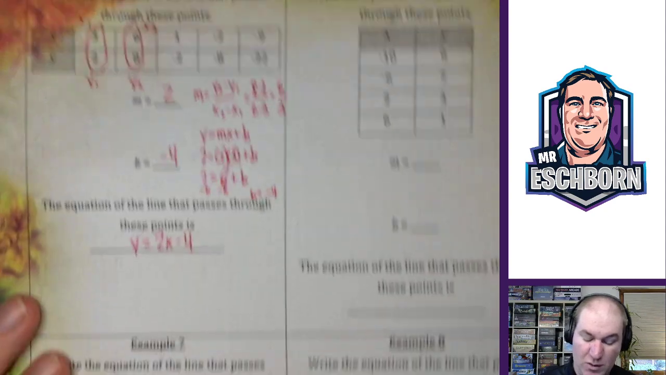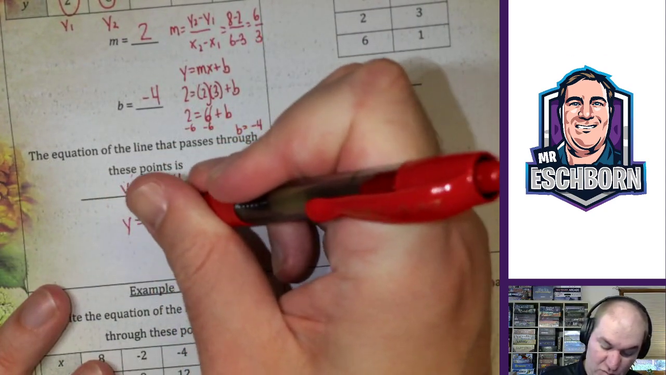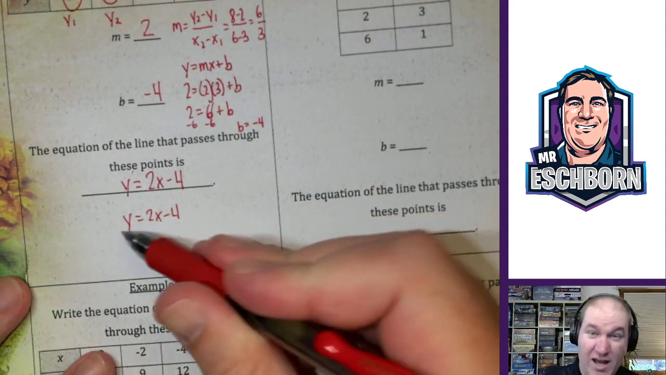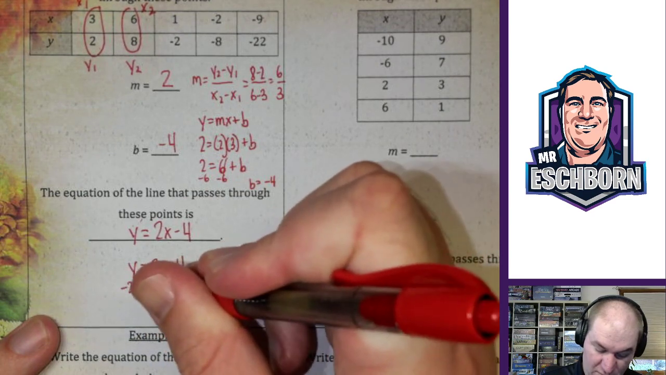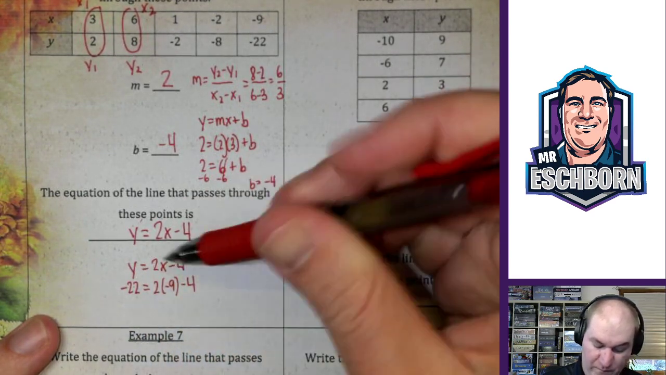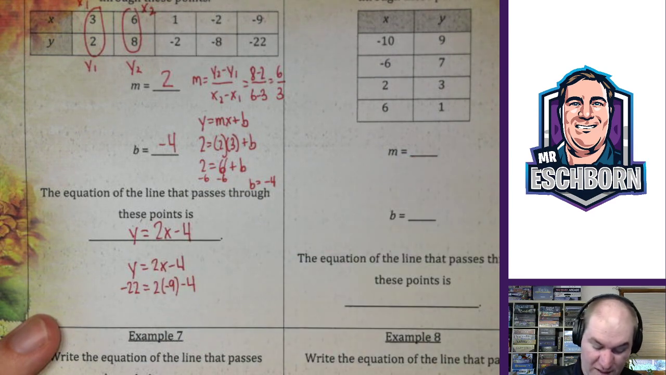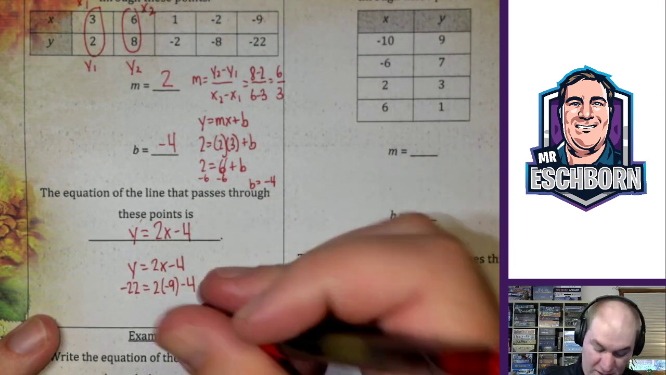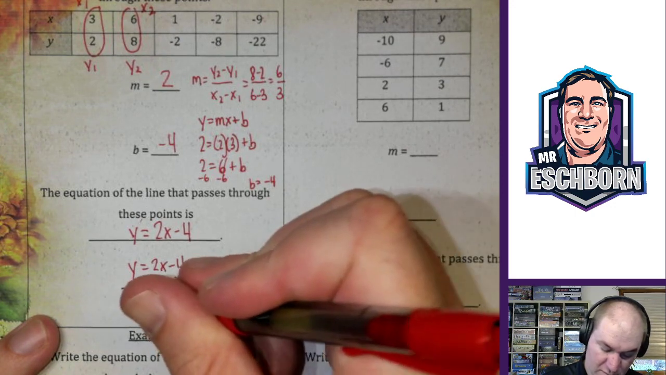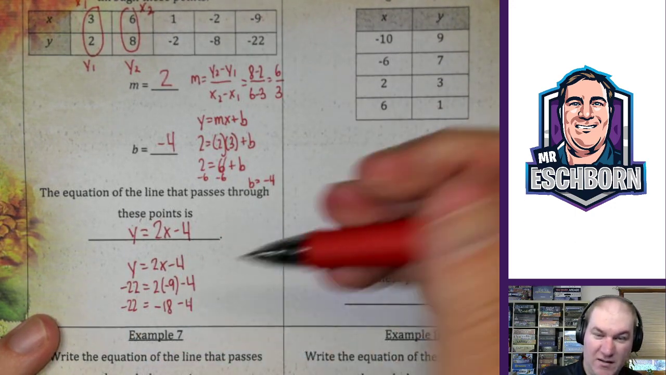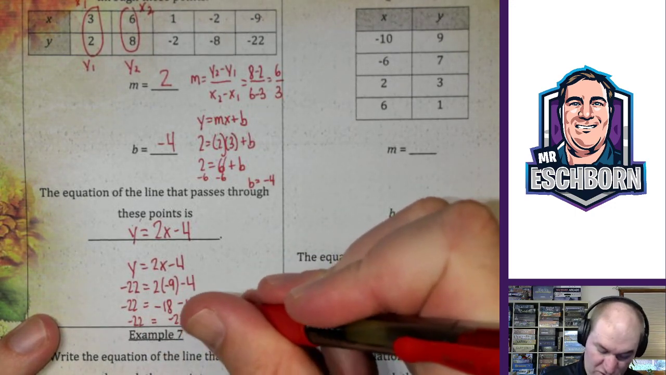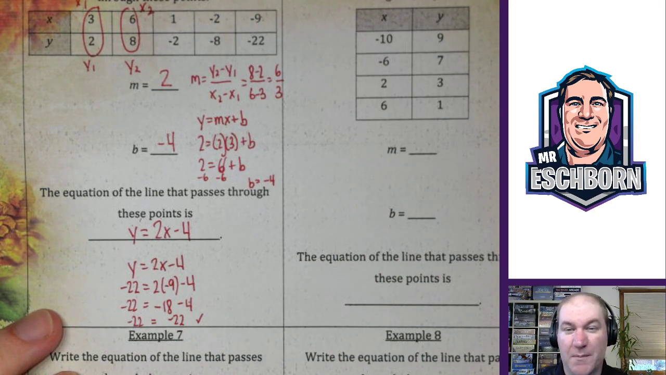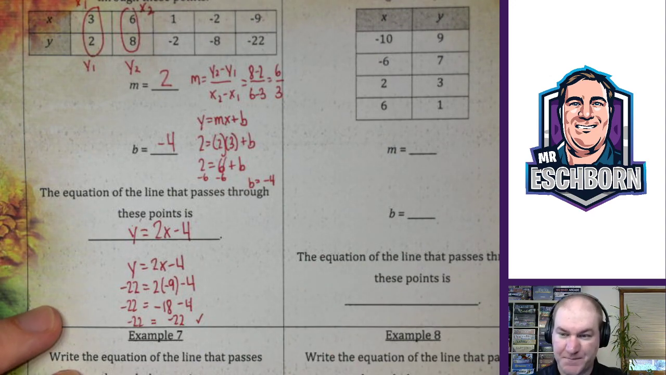And I'm actually going to write out the work for this one. So if this is truly the equation, then I should be able to change x and y to be negative 9 and negative 22. And it should make a true statement. I change the x to negative 9, change the y to negative 22. 2 times negative 9 is negative 18. And negative 18 minus 4 is negative 22. It works. This is a true statement. I'm going to put a little check mark there to show that it's a true statement. So the equation for this table is y equals 2x minus 4.